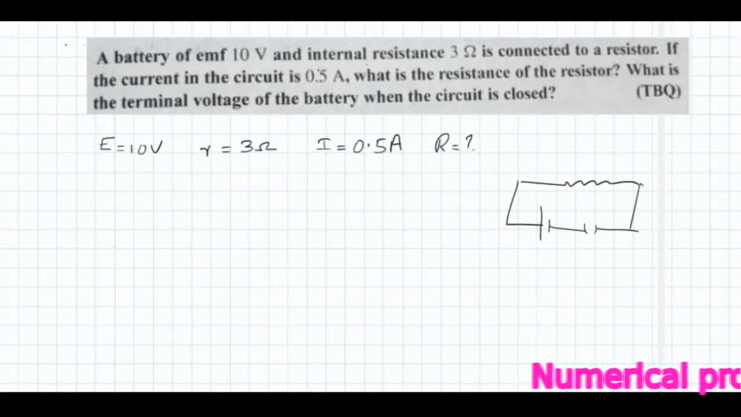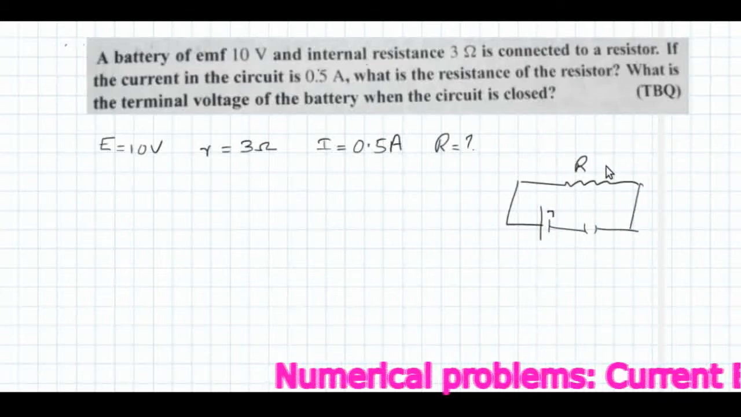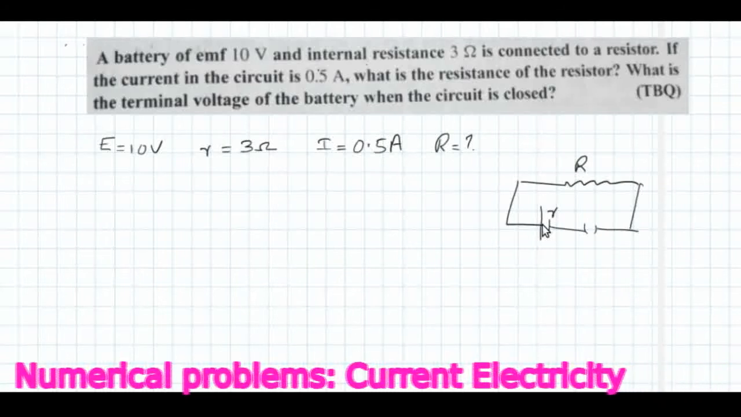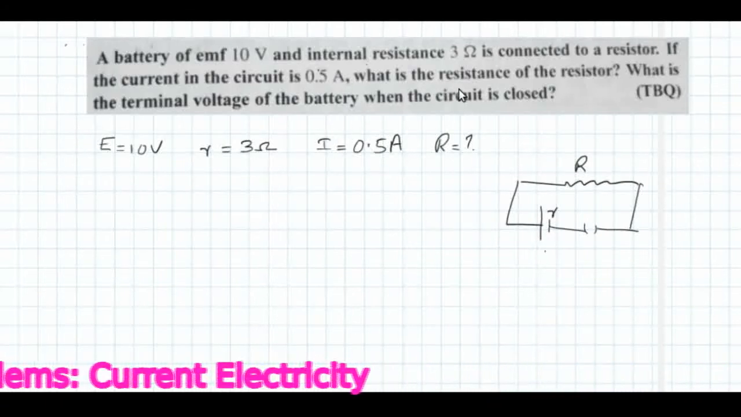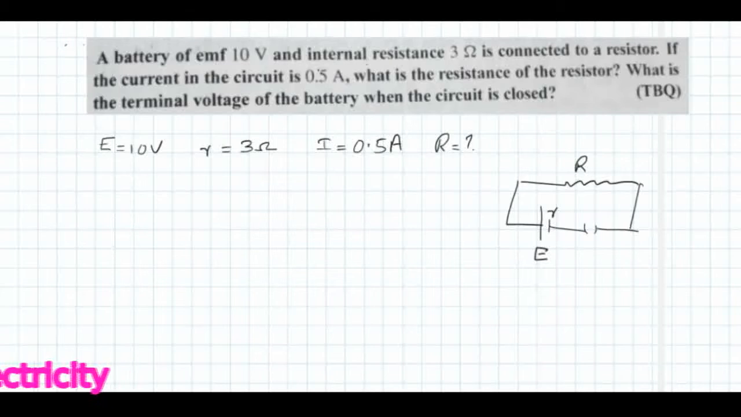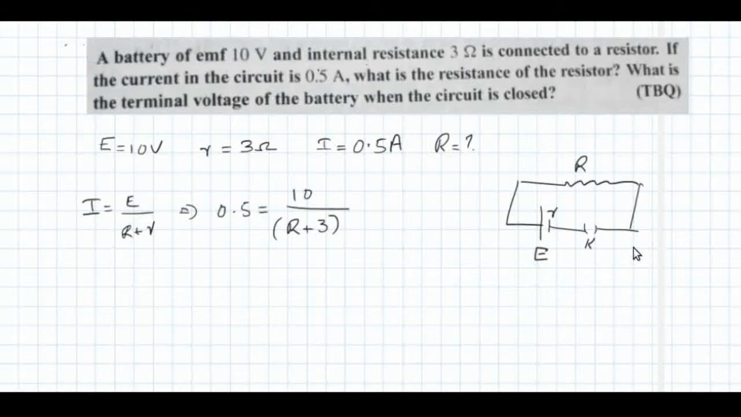So this is how the circuit looks, external R and internal r. Now what is the resistance of the resistor? That means what is the value of this R, the external resistor? Here the key is the switch. When we close it, there will be a current flow through the circuit, and from the previous example we know I is equal to E by R plus r. Here I is given, R is not given, R is to be found. Internal resistance is given, EMF is given.